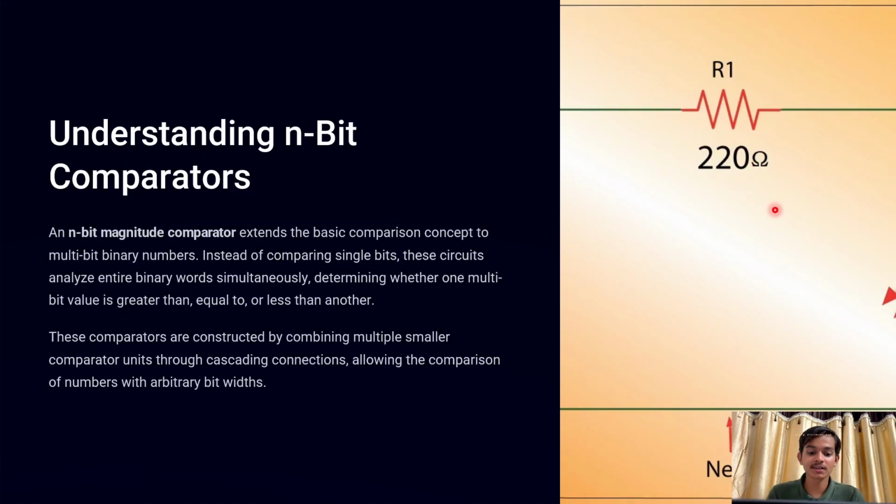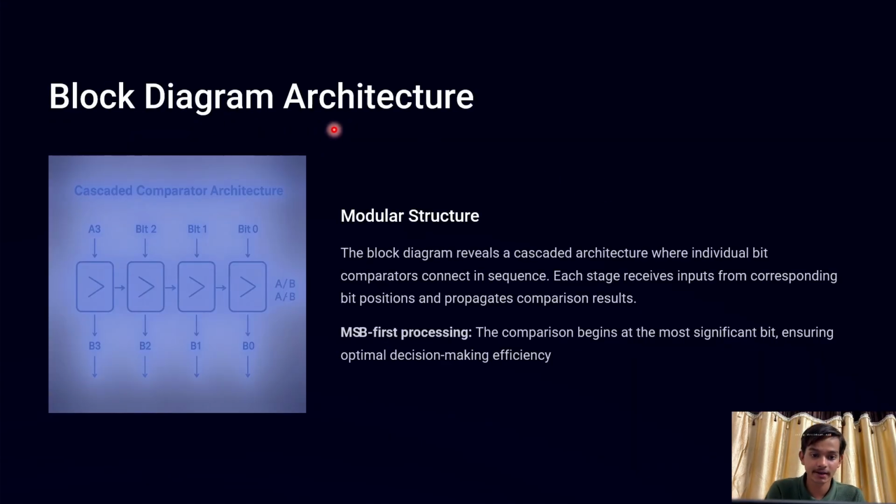Now to better understand this, let us examine the block diagram architecture. The block diagram shows a modular and cascaded structure. Individual bit comparators are connected sequentially, where each stage compares the corresponding bits of the input numbers. The comparison starts from the most significant bit because it has the highest weight in a binary number. Most-significant-bit-first processing improves decision efficiency, since a difference detected at a higher bit immediately determines the result.